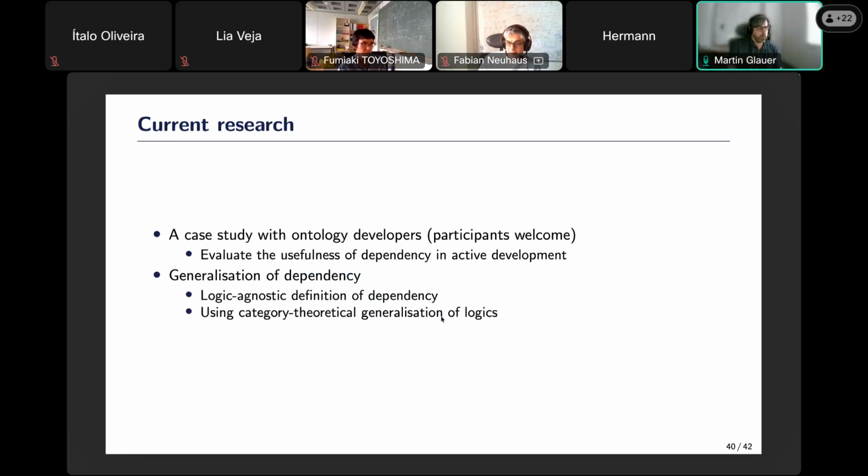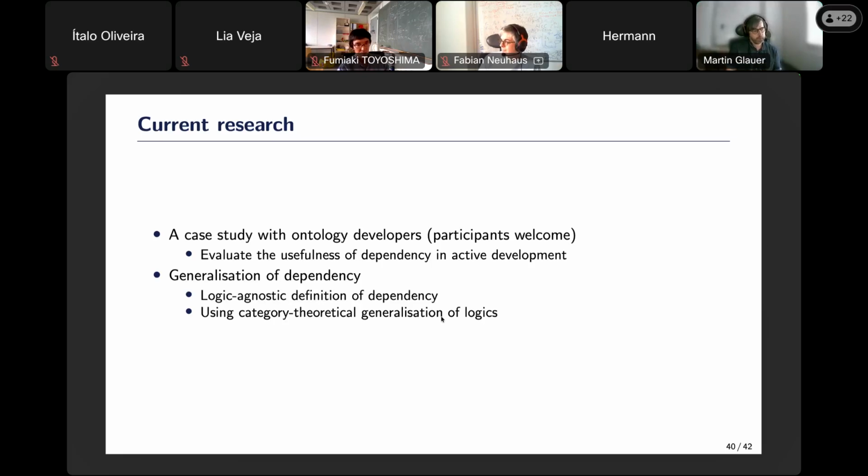We are currently also looking into a proper user study, where we collaborate with ontology developers and evaluate how useful this dependency approach is actually in active ontology development. Can ontology developers use it? Is it helpful, for example, this pull request approach, to make ontology development more stable, less manual?